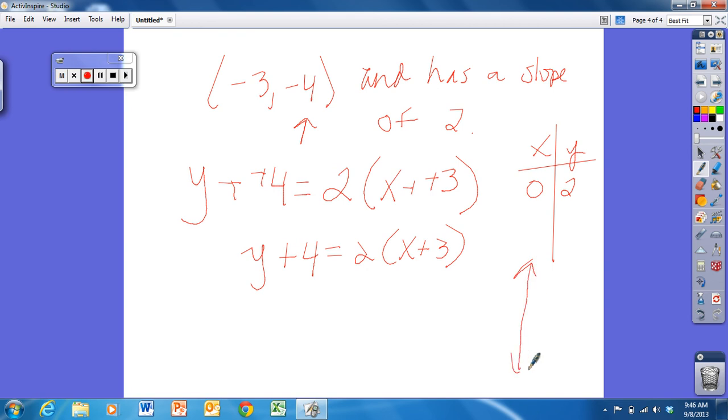Or you could say, well, I know I have to start at -3, -4, and go up 2 over 1, up 2 over 1, up 2 over 1, and there's my line. And then if you had a nice piece of graph paper, you could see what the y-intercept is and write it in slope-intercept form. But the question was, write the equation in point-slope form of a line passing through this point with this slope. This is your answer.